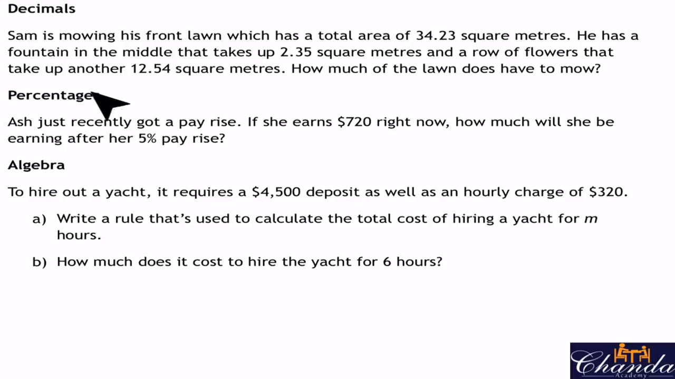From there, we move on to decimals. A typical question would be, Sam is mowing his front lawn, which has a total area of 34.23 square meters. He has a fountain in the middle that takes up 2.35 square meters, and a row of flowers that take up another 12.54 square meters. How much of the lawn does he have to mow? Once again, this employs a few different concepts within decimals that we're going to have a look at.